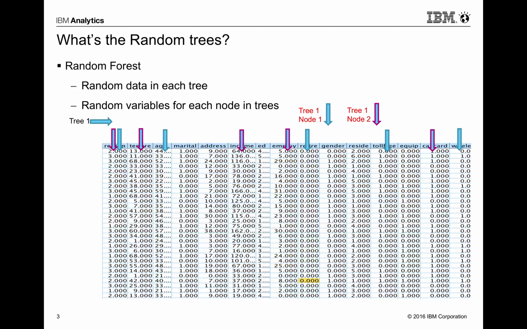And then we want to grow node 2 and node 3. For node 2, we also randomly select 5 variables. It may have some variables the same as node 1, maybe not. Then we grow node 3, which also randomly selects some variables, not all the variables, and it may be the same as node 1 or node 2, or not. That is the two-dimension randomness in the random tree.